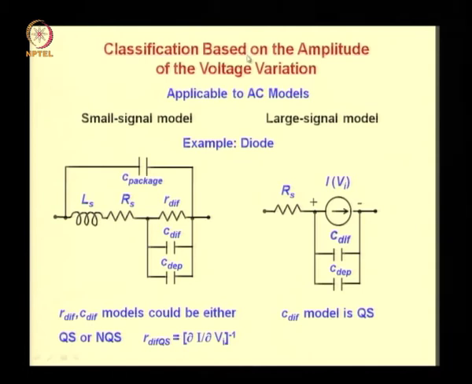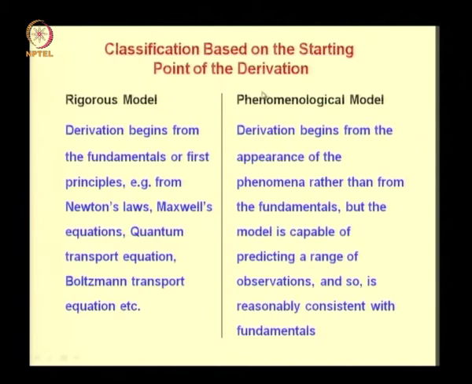Then we considered classification based on the amplitude of the voltage variation: small signal models and large signal models. In large signal models, you have the device represented by a voltage dependent current source, where this current I as a function of V follows the DC model. Then, classification based on starting point of derivation.